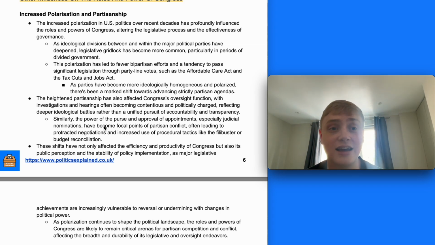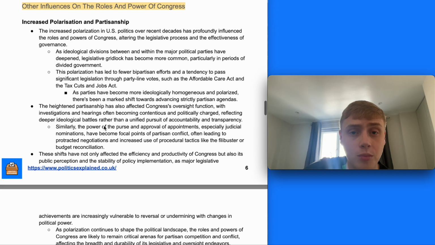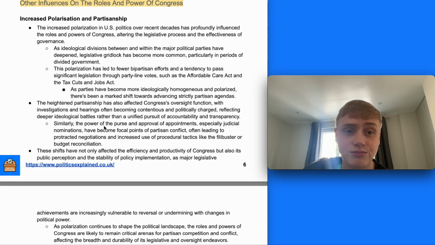Over recent decades, you've seen this increased polarization and partisanship in US society and politics, which has had a profound influence on the roles and powers of Congress, altering the legislative process and the effectiveness of governance. Now, as ideological divisions between and within the major political parties have deepened, legislative gridlock has become more common, particularly in periods of divided government.